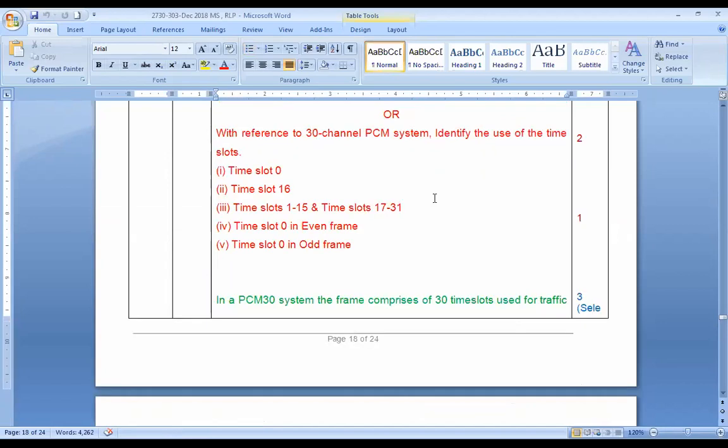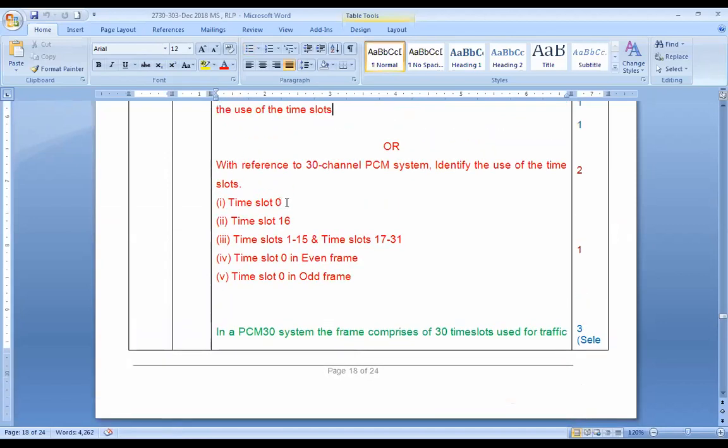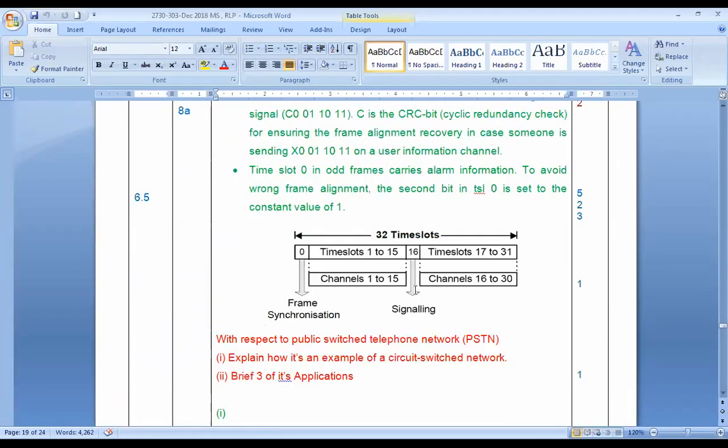Here what I'm trying to ask is, what is in time slot 0, what is in time slot 16, what are time slots 1 to 15 signifying, what are 17 to 31 signifying? What is time slot 0 when it's an even frame, and time slot 0 when it is an odd frame? Basically, we are referring to these time slots alone: channel 1 to 15, channel 16 to 30, and these are the time slots.